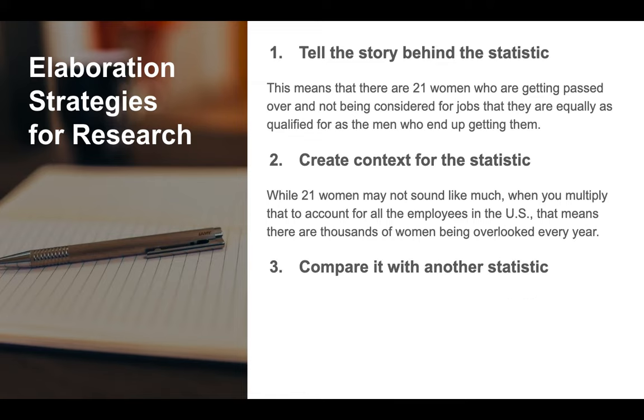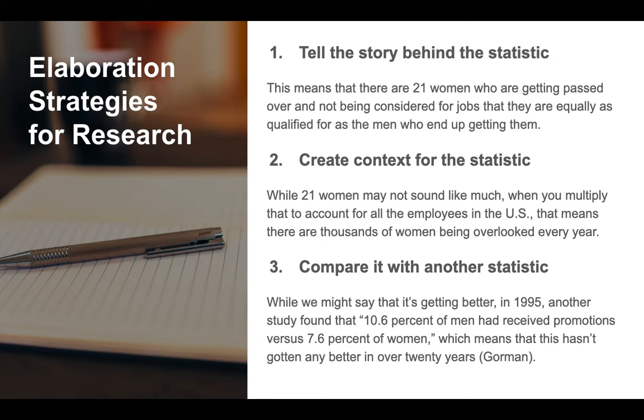Lastly, you could compare it with another statistic. Now you might say, but that means I'm adding more evidence. There's no rule against that, especially if it helps explain why your first piece of evidence is important. So here's what that might be. While we might say that it's getting better, in 1995, another study found that 10.6% of men had received promotions versus 7.6% of women, which means that this hasn't gotten any better in over 20 years. Notice that I cited this again. This helps to add some depth to the previous statistic. So these are three different strategies that you can use to elaborate on your evidence in a research paper.